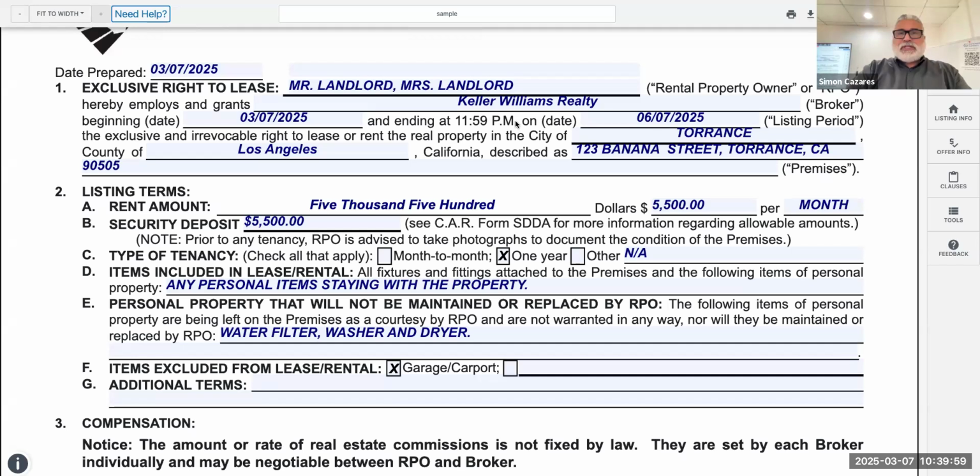For furnished units, can you charge double the security? Okay, so the answer is it really depends on the circumstances. I want to say you could ask for additional deposit, but I don't know if you can ask for double. So if you're asking for a deposit of 5,500, can you ask for additional? The answer, I believe, is no, you cannot. It has to be reasonable, right?